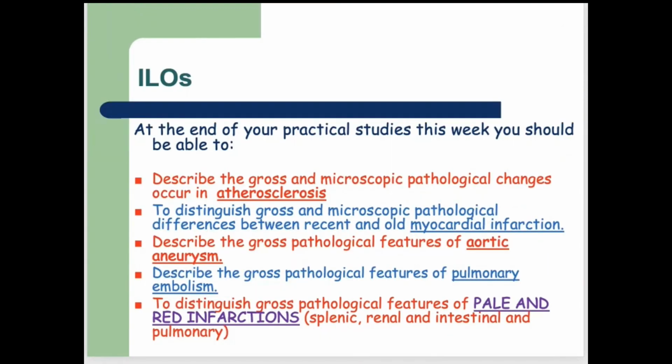In the ILOs, we will see the gross and microscopy of atherosclerosis, of myocardial infarction, aortic aneurysm, pulmonary embolism, and then we'll see the different infarctions, two types of infarctions. Here we will discuss and see the pictures. We have not touched this in the theories, so we'll do slightly more on it.